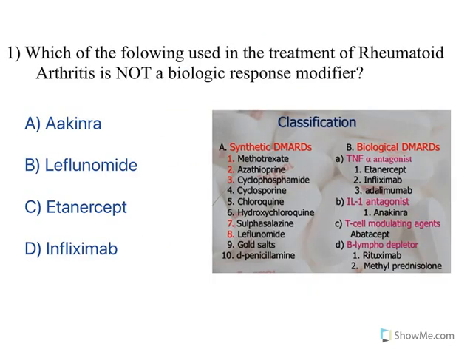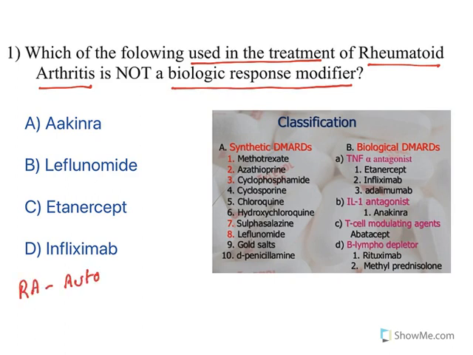Now, which of the following used in the treatment of rheumatoid arthritis is not a biologic response modifier? Let us understand the question. Rheumatoid arthritis is a kind of autoimmune disorder. In an autoimmune disorder, our own immune system and inflammatory responses are overreactive towards the body, and that is what results in the autoimmune disorder.